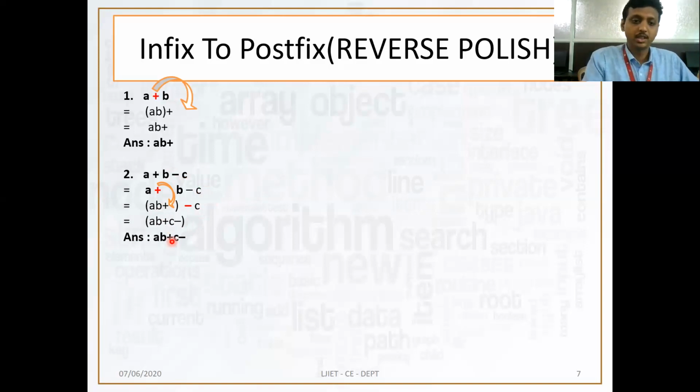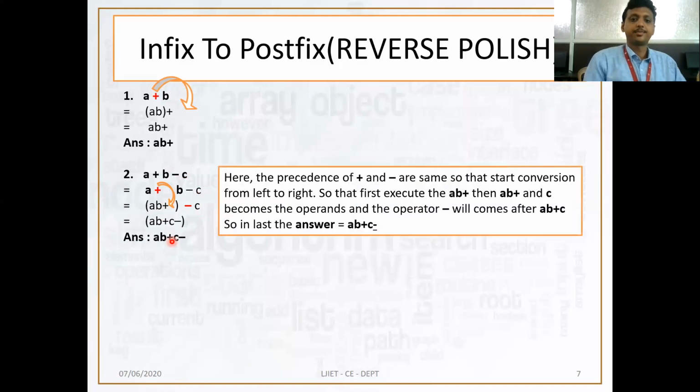Okay, fine. Now, next. There is a description in the video. If you are watching it, please take a screenshot, write it down, or read it. Here, the precedence of plus and minus is the same, so we start conversion from left to right. First AB plus is executed, then AB plus and C are combined, and it becomes AB plus C minus.